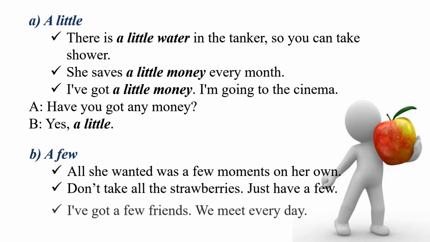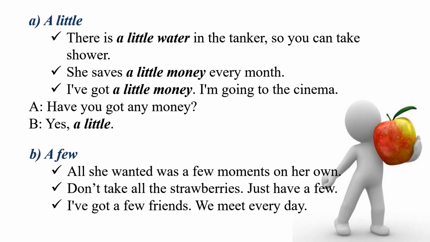There is a little water enough for you to take a shower. ስለዚህ ለአሁን በቂ ነው ግን ብዙ አይደለም የሚለው a little እናል ማለት ነው። She save a little money every month. በቂ የሆነ ብር ባንክ ውስጥ ታስገባለች። I have got a little money I'm going to cinema. ስለዚህ እኔ ወደ ሲኔማ ማስገቢያ የሚበቃ ብር አለኝ። For example, I may have 200 or 300. It's enough for me to go to the cinema, but it's not plenty.